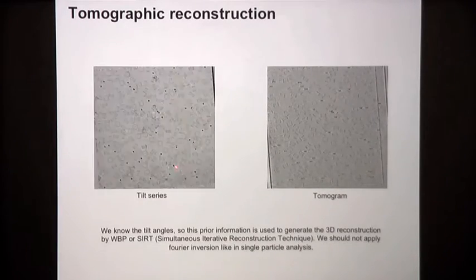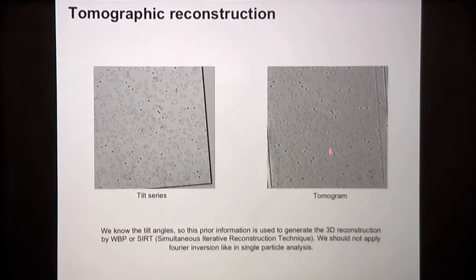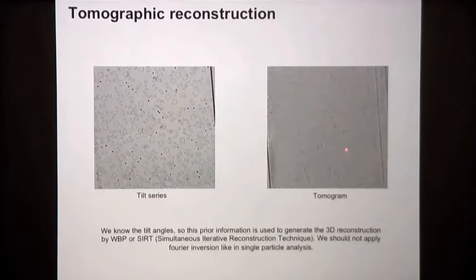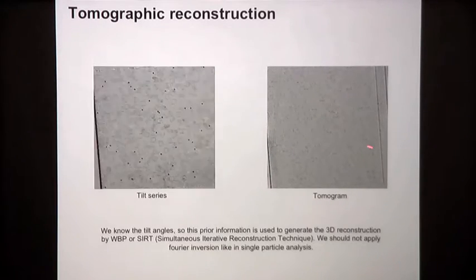So now we've gone from an aligned tilt series to a tomogram, a 3D map. This movie is just a movie of sequential Z slices through our density. And you can see that it seems to have worked quite well.